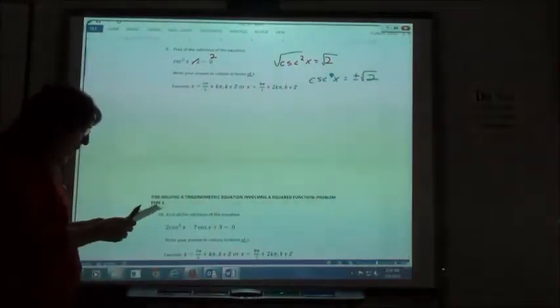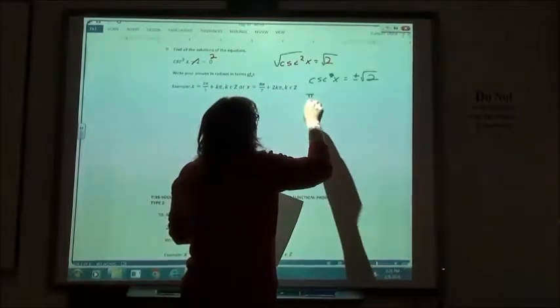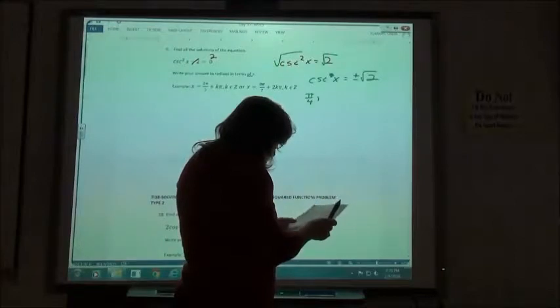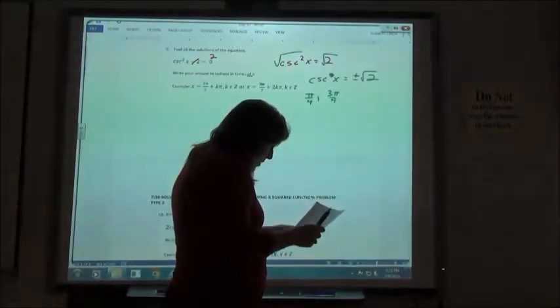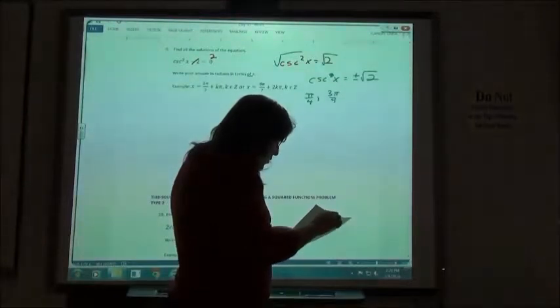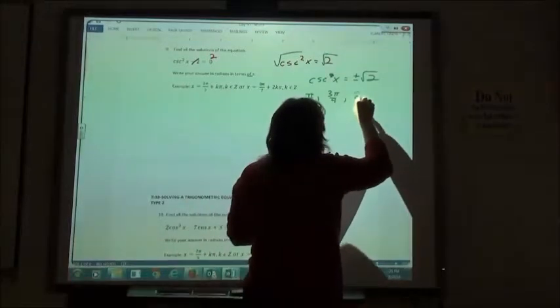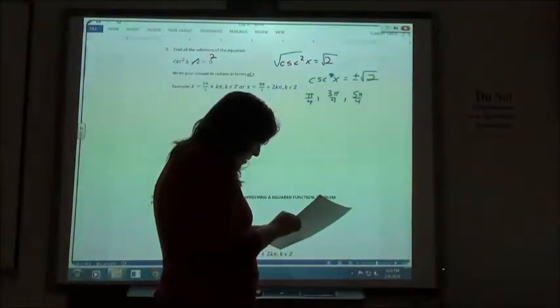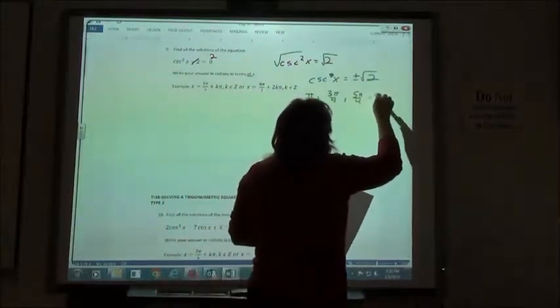So looking for the positive square root of 2 answer under my cosecant, I'm at pi over 4. Keep going down my list for my positive square root of 2, I'm at 3 pi over 4. If I look at my list under my cosecant for my negative square root of 2, I'm at 5 pi over 4. And if I go down my list again under my cosecant, I'm at 7 pi over 4.